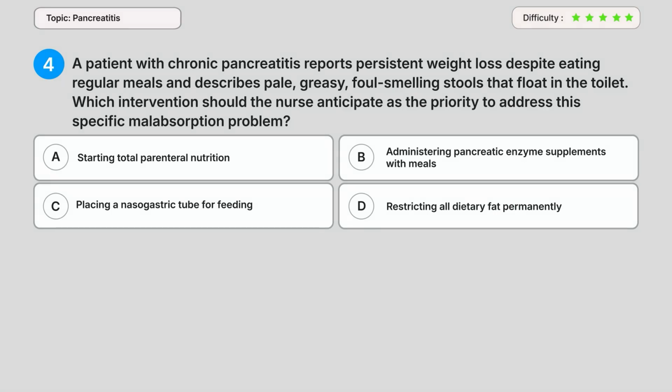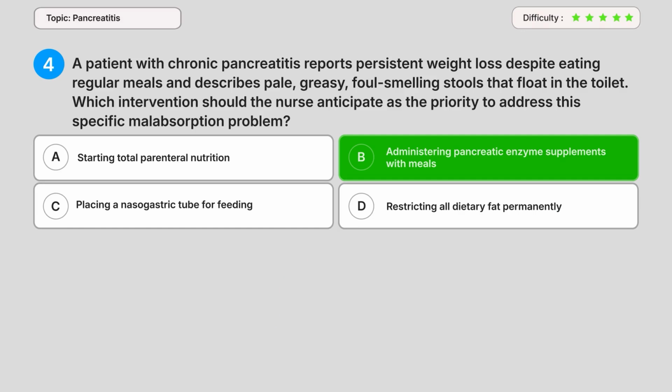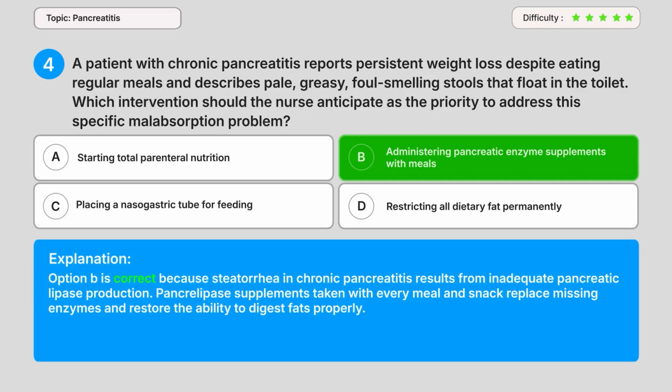Correct answer, B. Administering pancreatic enzyme supplements with meals. Explanation. Option B is correct because steatorrhea in chronic pancreatitis results from inadequate pancreatic lipase production. Pancrelipase supplements taken with every meal and snack replace missing enzymes and restore the ability to digest fats properly.